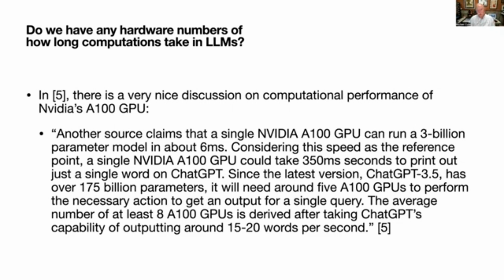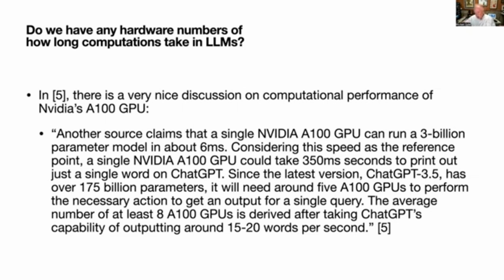In reference 5, there is a very nice discussion on computational performance of NVIDIA's A100 GPU, and I'll read it to you. It goes, another source claims that a single NVIDIA A100 GPU can run a 3 billion parameter model in about 6 milliseconds. Considering this speed as the reference point, a single NVIDIA A100 GPU could take 350 milliseconds to print out just a single word on ChatGPT.